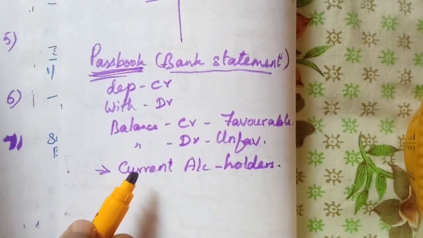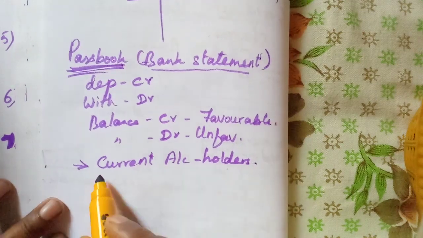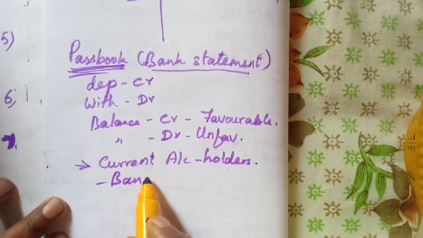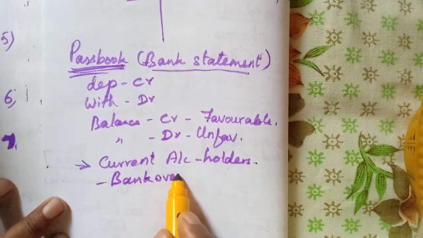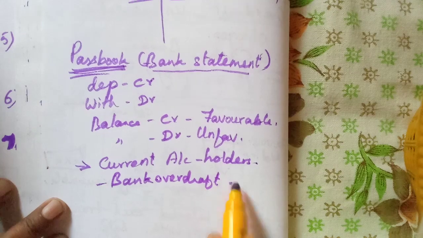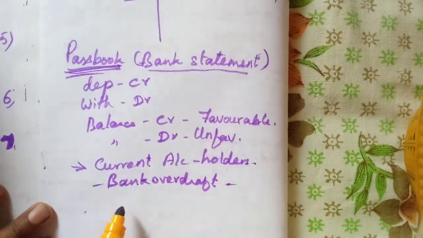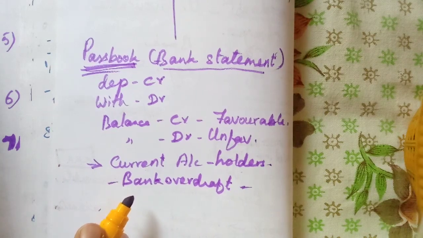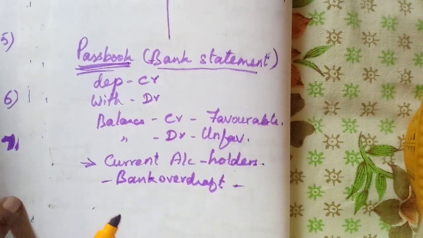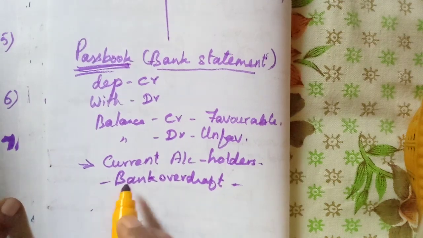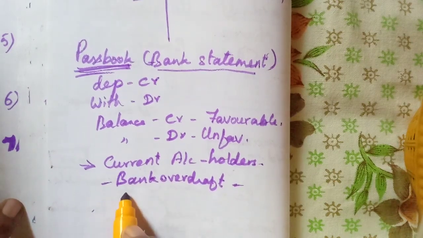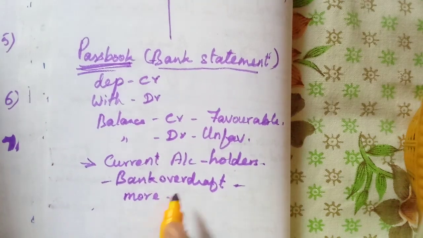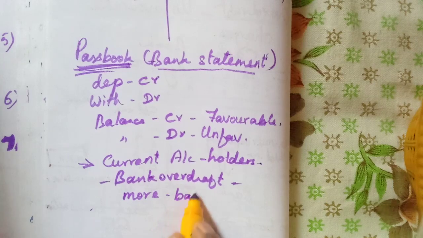Current account holders have a benefit: the bank overdraft facility. What is this bank overdraft? You might have heard of it or might not, but you should understand it. What is overdraft? We can withdraw more money from the bank than what is available in our balance.